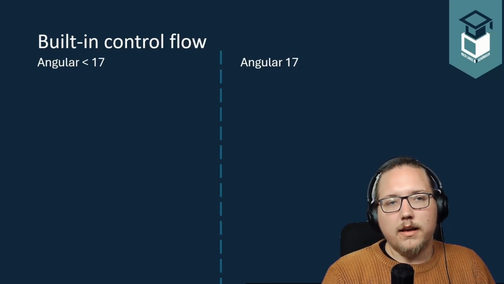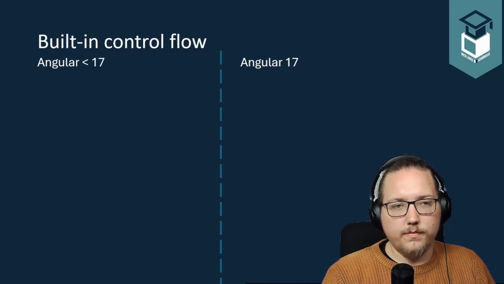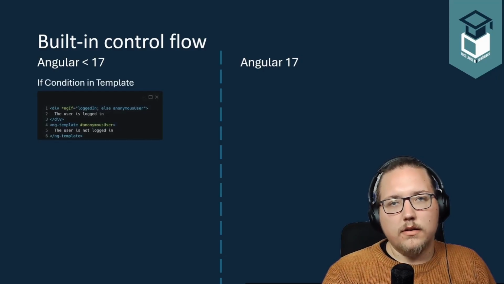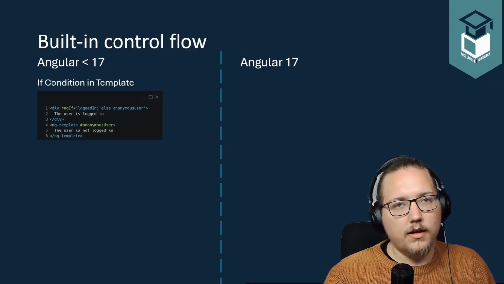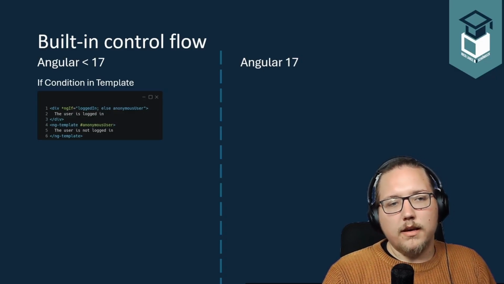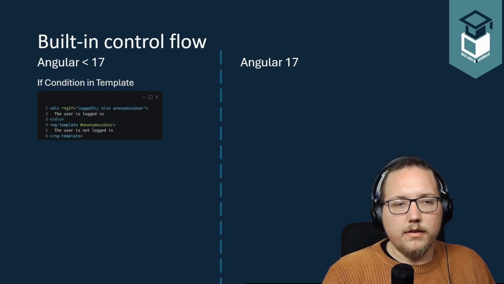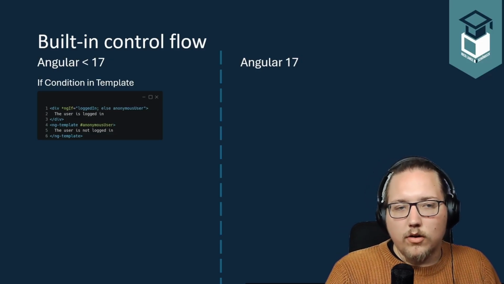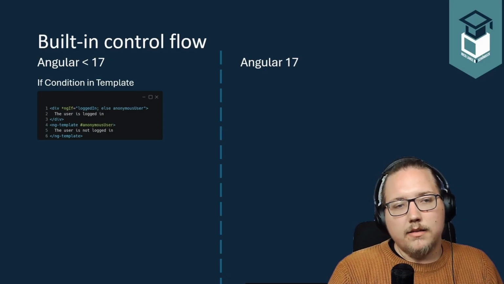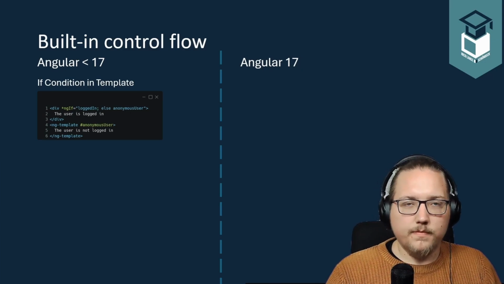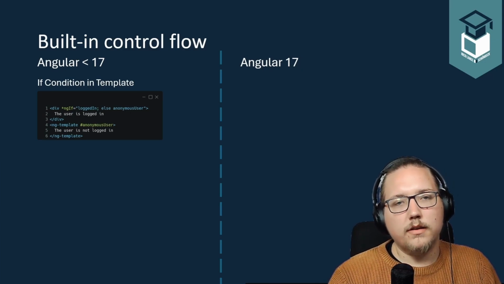Now, let us take a look at the built-in control flow. We will quickly take a look at an example code for Angular less than 17, which means here you see a code example using the ngIf with a variable named loggedIn, and inside of the ngIf also an else anonymousUser. When loggedIn is true, the template shows the user is logged in.